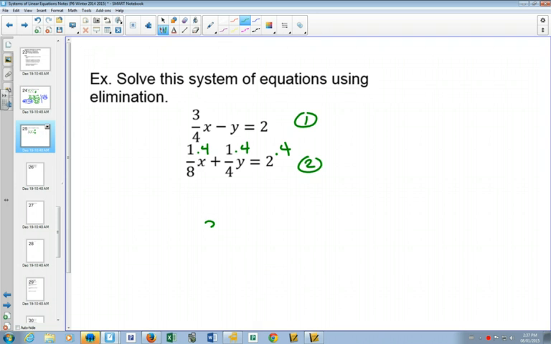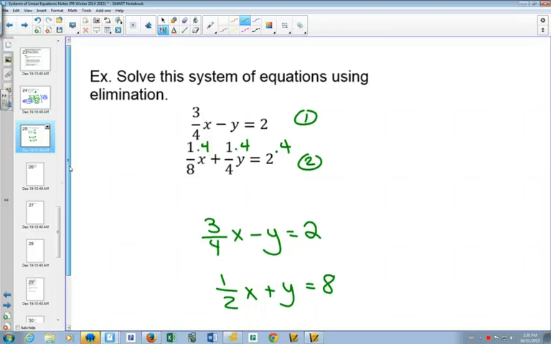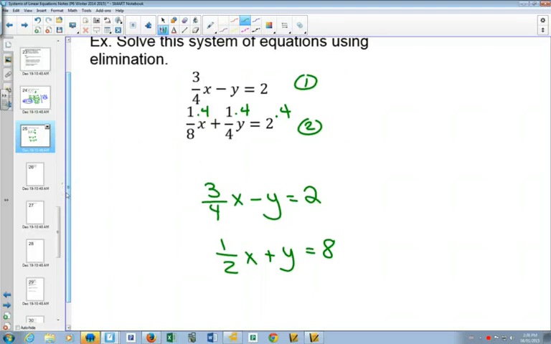Now we rewrite our equation 1, because we didn't change that. Equation 2, when I multiply 1/8 by 4, 4 over 8, which simplifies to 1/2. This becomes plus y, and 2 times 4 is 8. When you're doing your work, notice how I tried to leave a little bit of space between my work, so my equations you don't accidentally add the wrong equations together.